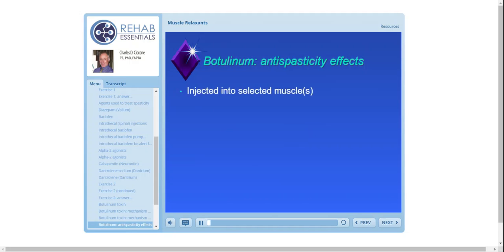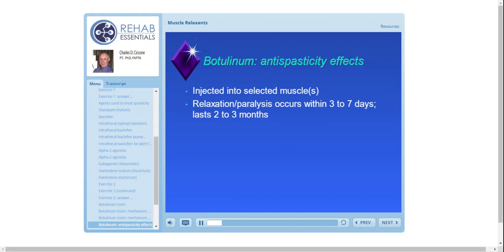So in terms of its antispasticity effects, the idea is to inject the toxin directly into selected muscles. And as we'll see, this is the muscle that probably needs the drug the most, that's the most problematic. And if it works, relaxation and paralysis will occur usually within a couple of days. We think it takes a few days for the toxin to actually get into the presynaptic terminal and exert the effects you just saw.